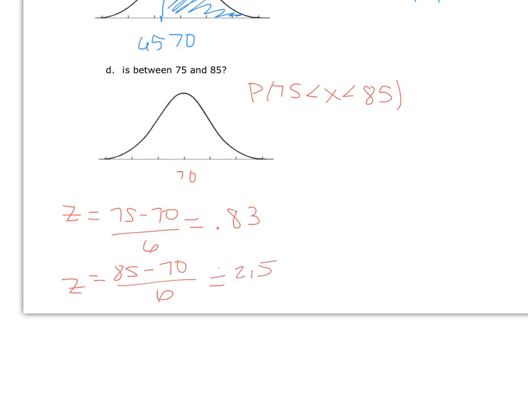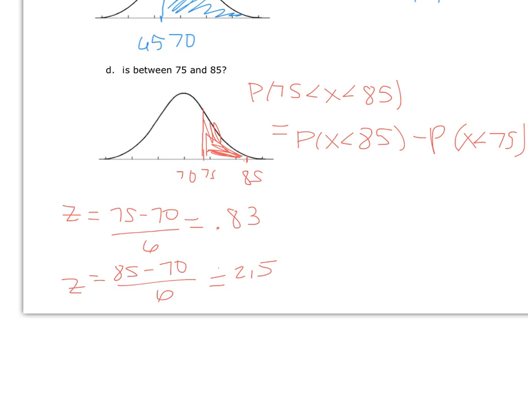Okay, so putting this on the density curve, there's about where 75 is, and then 85 is going to be about there. And we want this area in between. So this is one where we're going to have to find two probabilities. We're going to find the probability that x is less than 85 and then subtract the probability that x is less than 75.